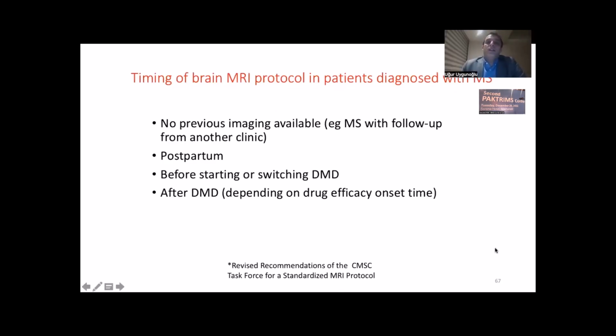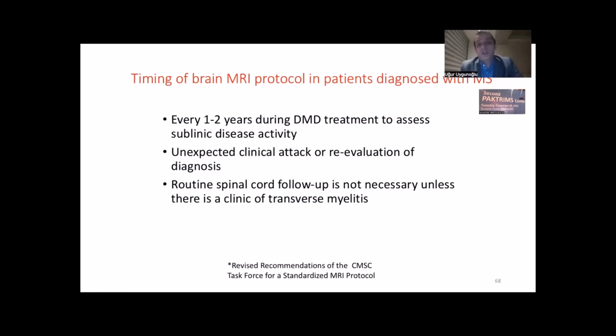So let's answer the question of timing of brain MRI protocol in patients diagnosed with MS based on this case. If the patient has no previous imaging available, for example, with follow-up from another clinic center, at the postpartum period, especially at the second month of postpartum, before starting or switching therapy, we should request MRI, and after starting the disease-modifying therapy, depending on the drug efficacy onset time. And then every 1 or 2 years during the treatment to assess subclinical disease.